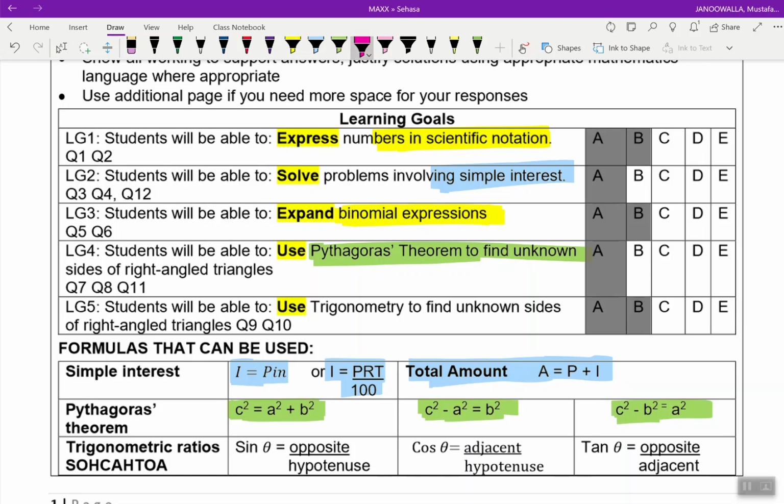Okay, then lastly we have trigonometry, and that was the four steps I was showing you in class, and you have to choose one of these ratios to then find the unknown side.